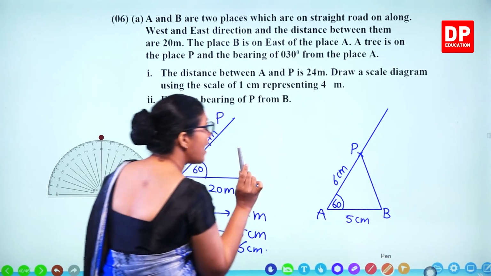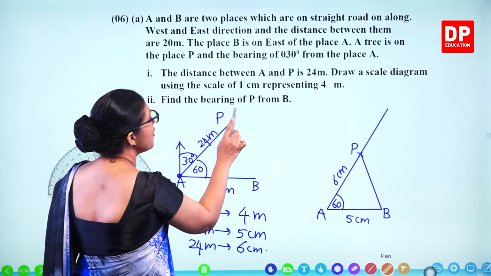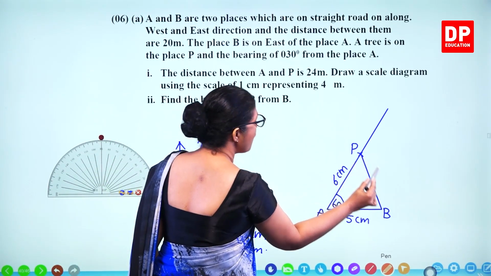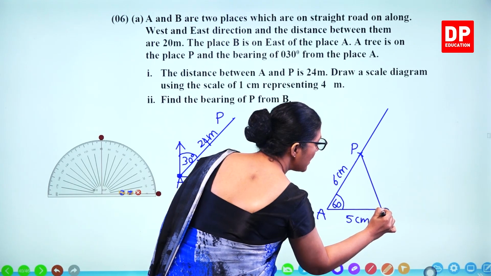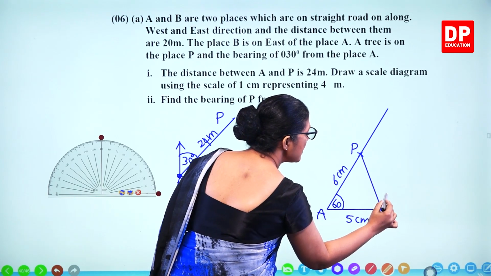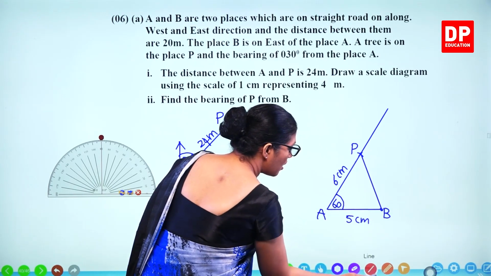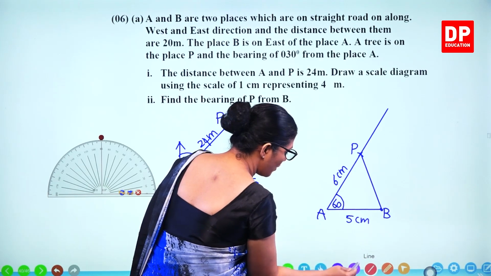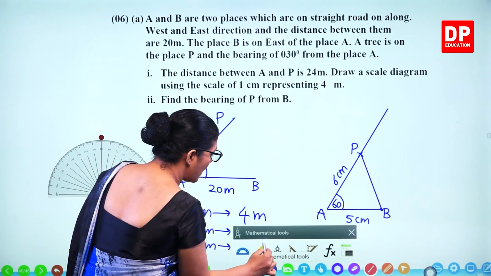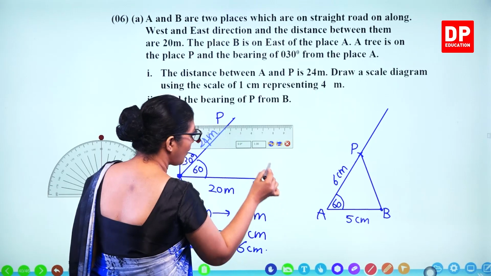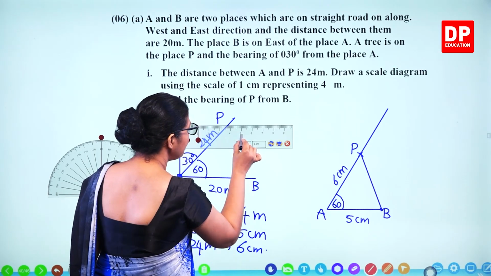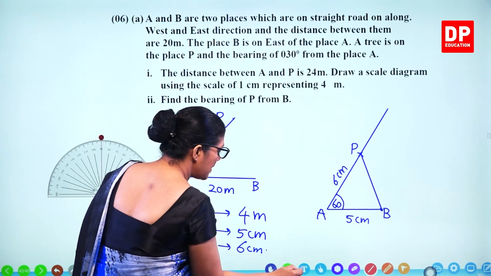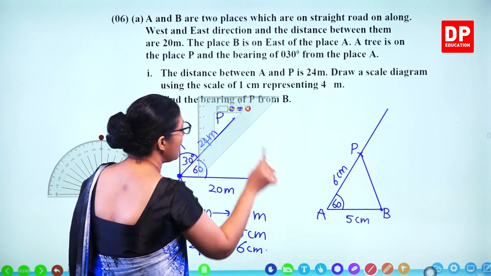So what is the angle we want? Find the bearing of P from B. So from here, bearing means we have to draw a perpendicular line to that. It's better to use the ruler or the set square. We'll take the set square. It's easy to draw the perpendicular line.